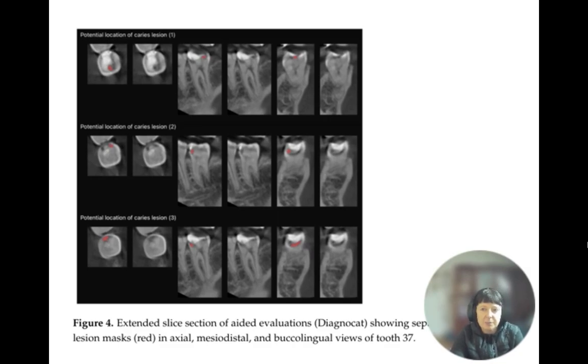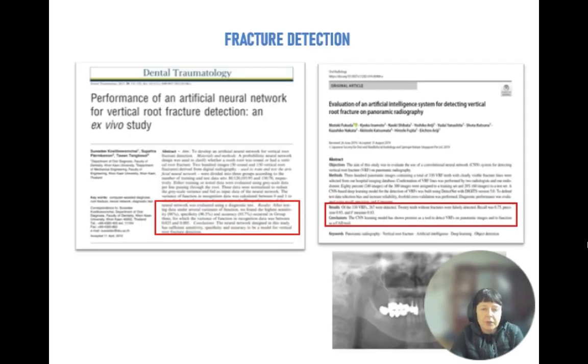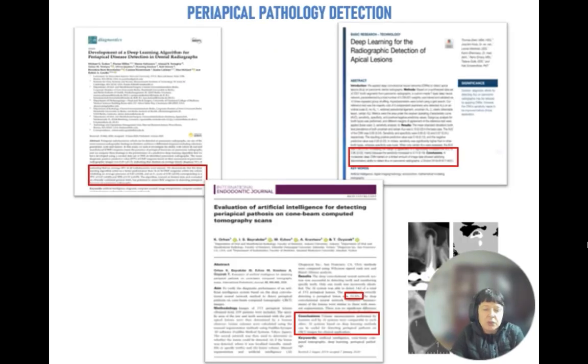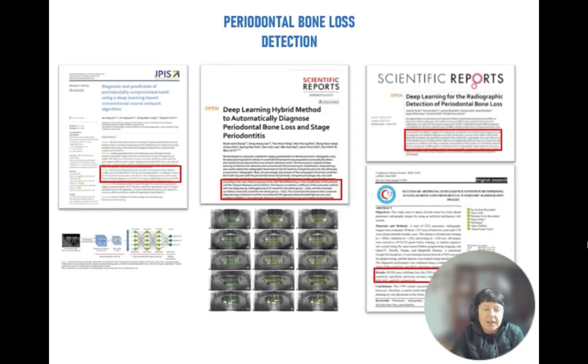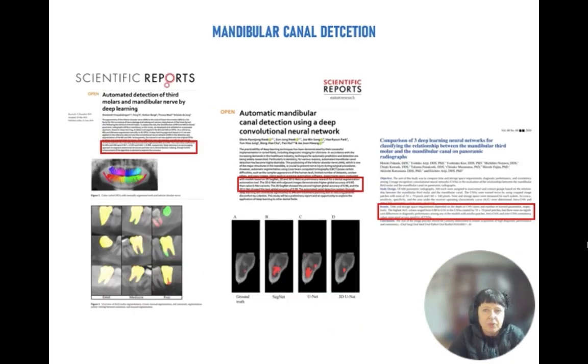And another step for use of AI in more complicated tasks is evaluation of AI for detecting vertical root fractures on panoramic radiography. Also for periapical pathology detection, several papers. Next, for periodontal bone loss with highlighting of the areas of the bone loss in the resultant radiographs with maps in color. For mandibular canal detection, and in fact, these algorithms are already included in the majority of software, which is fitted together with the X-ray or CBCT machines.